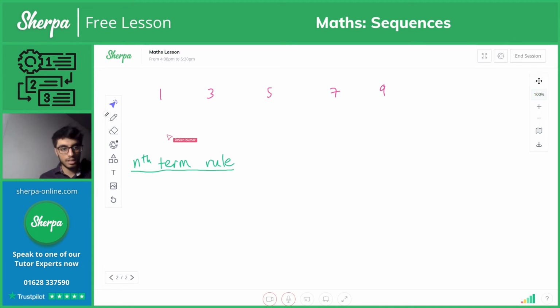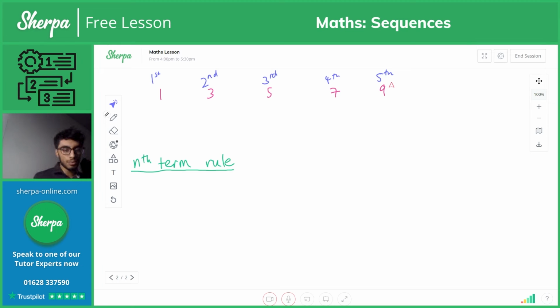Let's firstly start off with me explaining what I mean by which term it is. This term, which is 1, is the first term. This is going to be the second term. This is the third term. This is the fourth term. This is the fifth term. All very logical, right? All makes a bunch of sense.